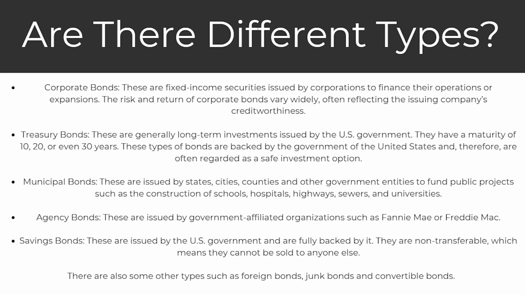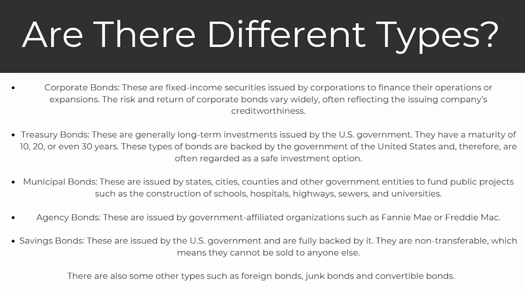So are there different types of bonds? To start with, there are corporate bonds. These are fixed income securities issued by corporations to finance their operations or expansions. The risk and return of corporate bonds varies widely, often reflecting the issuing company's creditworthiness.